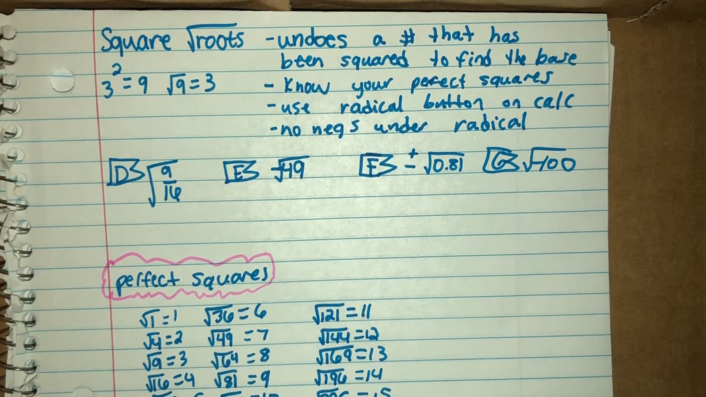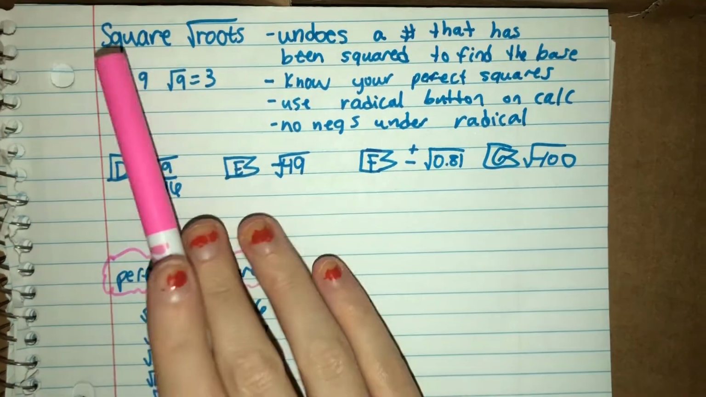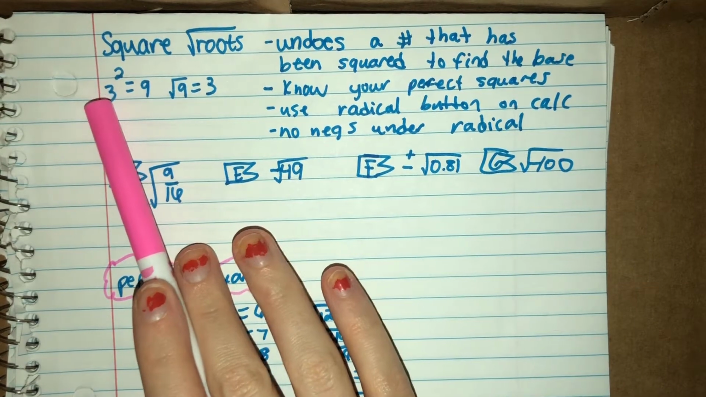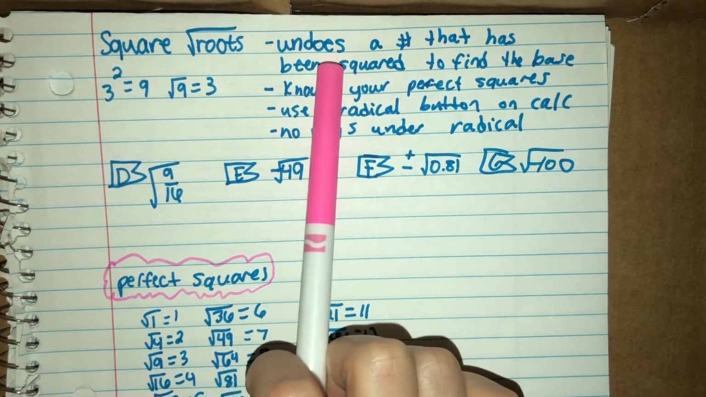All right, I'm going to show you how to do the next few examples from your notes. They are all about square roots. So basically, square roots are the opposite of squares. It's the opposite of multiplying a number by itself. It basically undoes a number that has been squared.